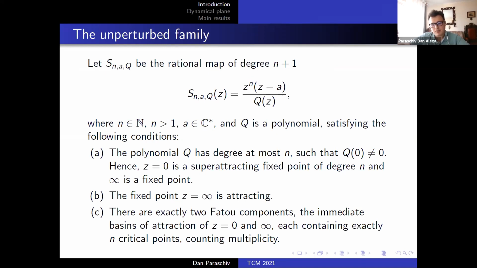To keep the perturbation map understandable, we have decided for a simple configuration of the dynamical plane. More precisely, we have decided to have a such that the Julia set of the unperturbed map is a quasi-circle, separating the basins of attraction of 0 and infinity. Let me draw.